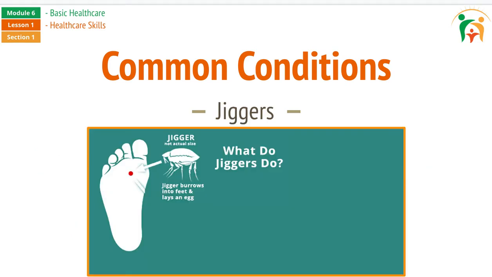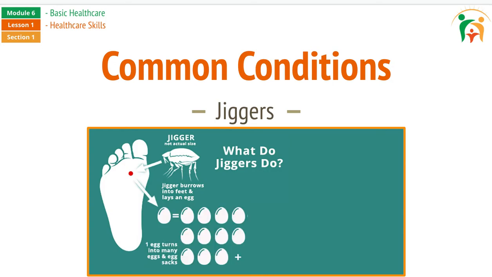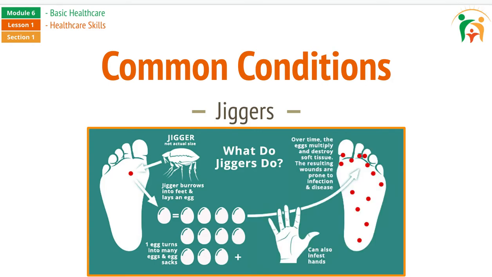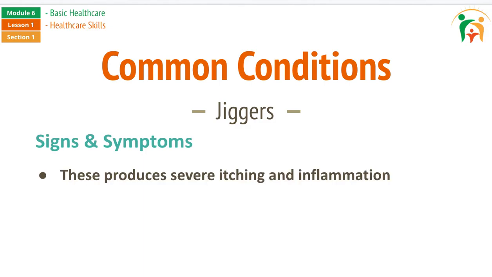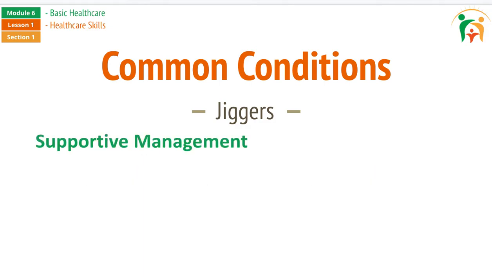Let's go to jiggers as a common condition. What do jiggers do? Jiggers burrow into feet and lay eggs. One jigger may turn into eggs and sacs. Over time, the eggs multiply and destroy soft tissue, resulting in wounds that are prone to infection and disease. They can also infest hands. Signs and symptoms of jiggers: they produce severe itching and inflammation.